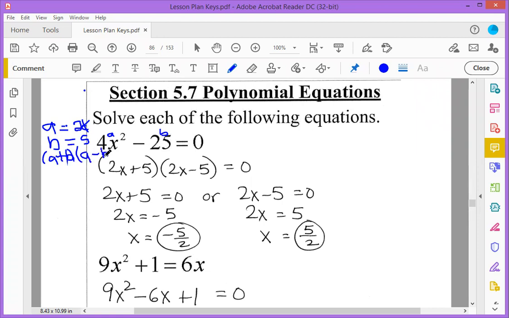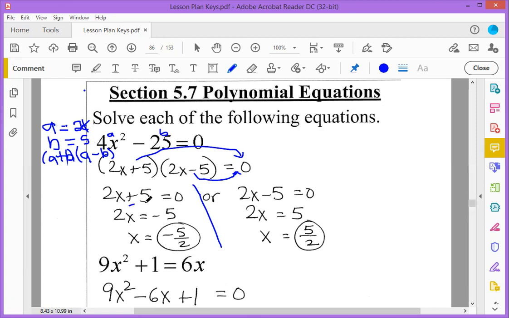to factor this term. So our a plus b would be 2x plus 5. Our a minus b would be 2x minus 5 equals 0. We just carry down the equal sign and the 0. Now to solve, we're going to set each of these factors equal to 0 and solve. The first factor, 2x plus 5 equals 0.